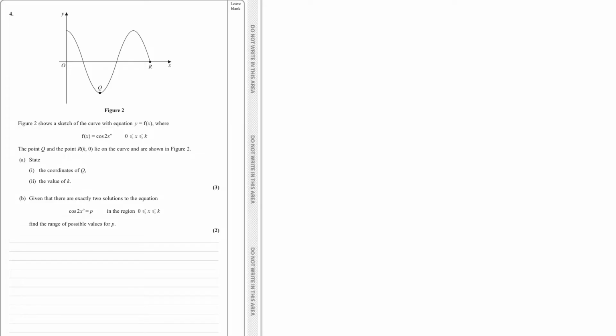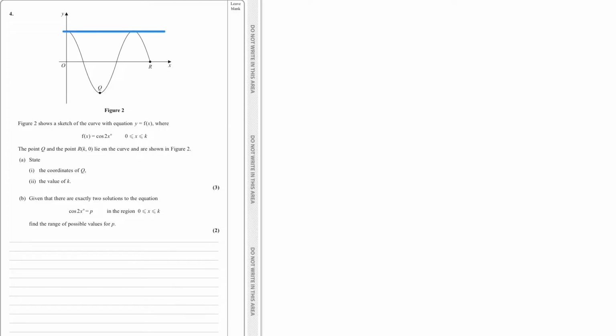Now for part B, it tells me that there are exactly 2 solutions. So if I look at it carefully, for example, a line across here would give me 1, 2, 3 solutions. A line along the top here gives me exactly 2 solutions. And then a line here, all of these would give me exactly 2 solutions, except for if it hits that very bottom there.